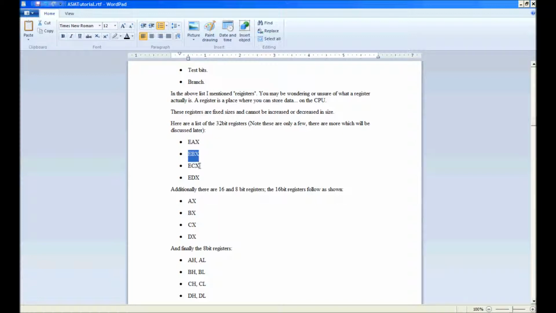EAX, EBX, ECX, and EDX. Additionally, there are 16 and 8-bit registers. The 16-bit registers follow: AX, BX, CX, and DX. And finally, the 8-bit registers: AH, AL, BL, BH, CH, CL, and DH, DL.